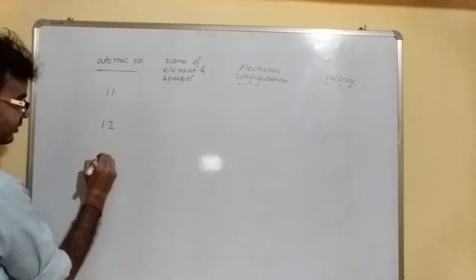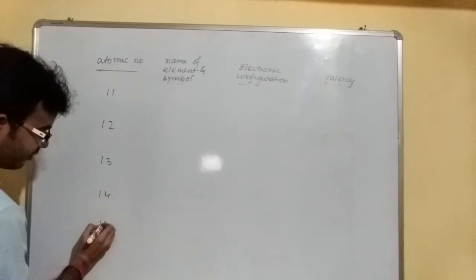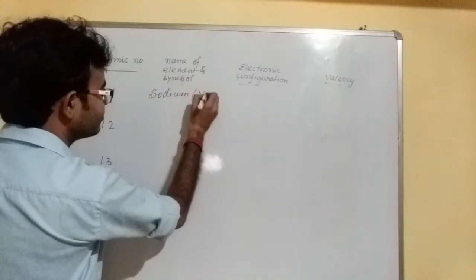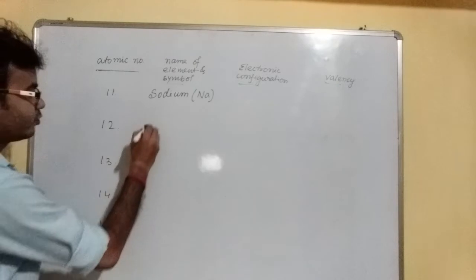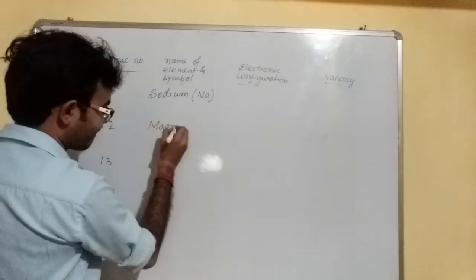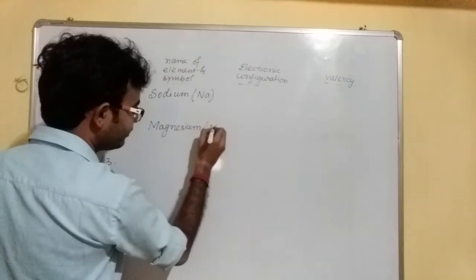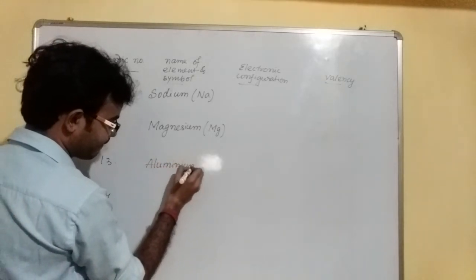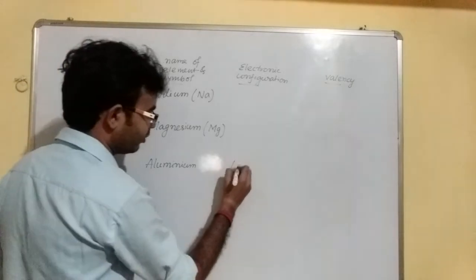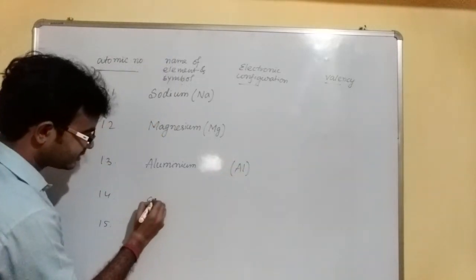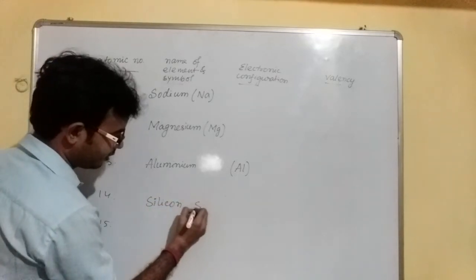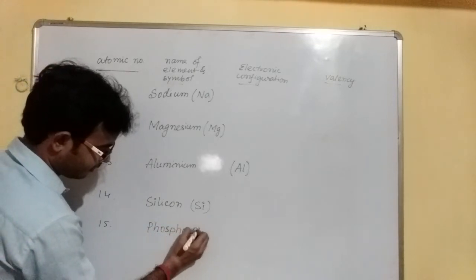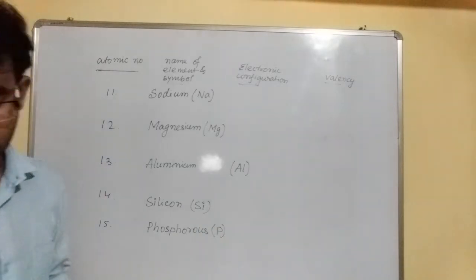11, 12, 13, 14, 15. 11 is sodium, symbol Na. 12 is magnesium, symbol Mg. 13 is aluminium, symbol Al. 14 is silicon, symbol Si. 15 is phosphorus, P.